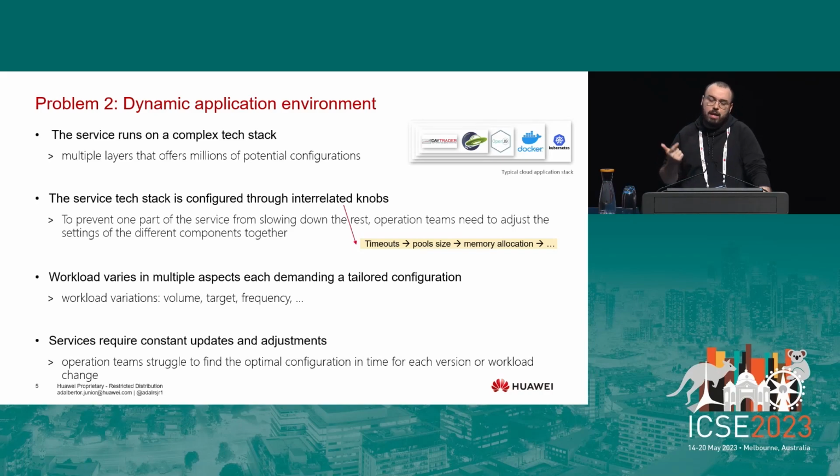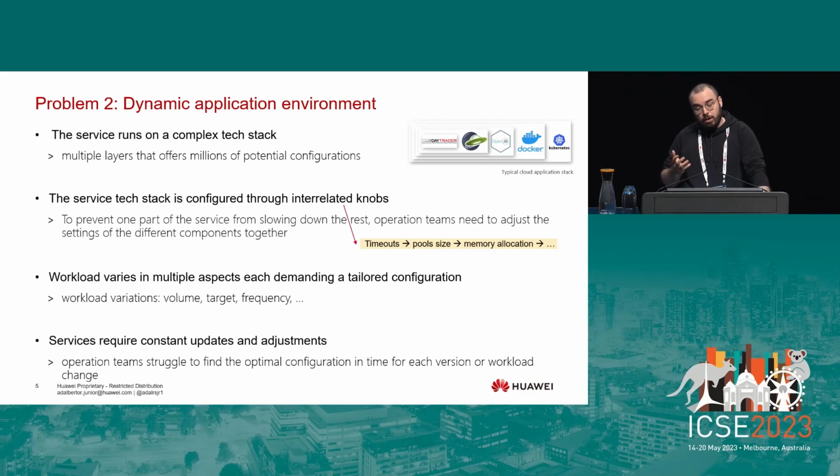About the dynamic environment, this is a typical application running on many different layers. So we have the framework, the JVM, Docker, Kubernetes, Linux, different cloud providers. So there are a lot of parameters that we may tune to improve, for example, the performance of the application. But most of those parameters have interdependence. So we cannot tune the size of the connection pool without concern about the heap size of the JVM. And the heap size is strictly correlated with the memory allocated to the container and so on. So it's not that simple to just adjust one single configuration.